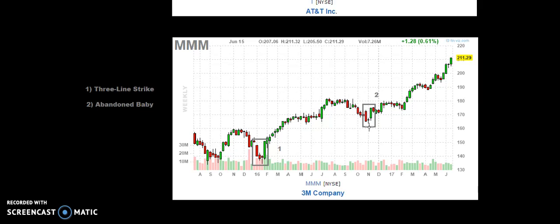A doji has formed here, followed by a long green candle on the way up, which indicates that people have come into the market and started buying again. And look here, the stock price continues to rise. And as of today, June 15th, 2017, it really hasn't shown much sign of slowing down yet. So when you see patterns like this, the 3-line strike and the abandoned baby, know that they're powerful patterns, and you can take advantage of it when you see it.